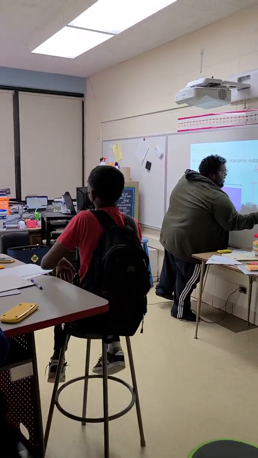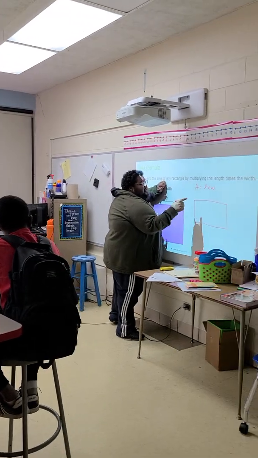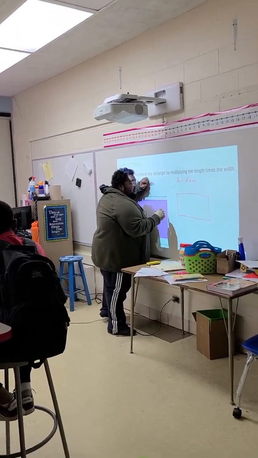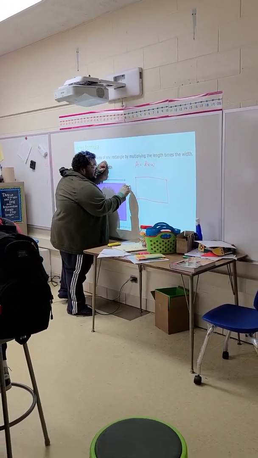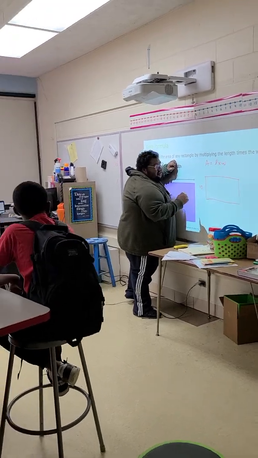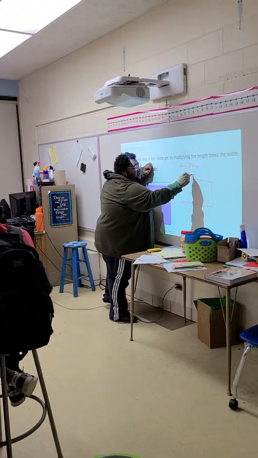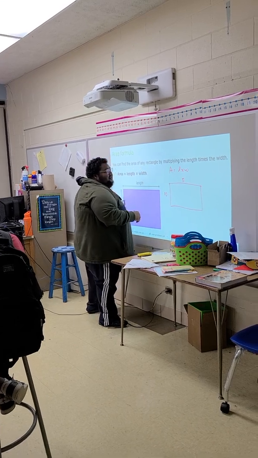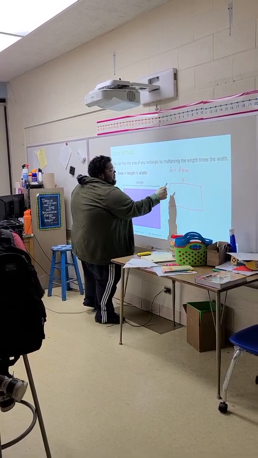Somebody give me a dimension for our length. Something smaller, please. Okay, 10. And what about our width? 5. Okay. So we have our dimensions for our rectangle. We have 10 and 5.